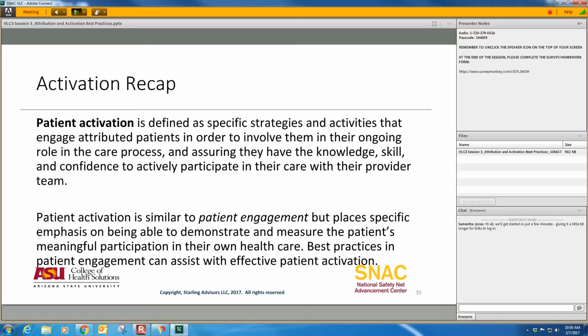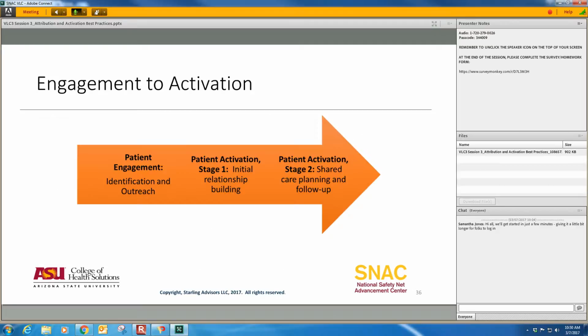Patient engagement and activation are often thrown out as the same thing, but we think they're a little bit different. So patient activation is similar to patient engagement, but it's really emphasizing the patient's meaningful participation in their own care. If we go to the next slide, you can look at it as kind of a spectrum. So patient engagement is you're working through those issues of who is attributed to you, who are your patients from your payer's perspective, who are patients who have seen you in the past but may have fallen out of touch.